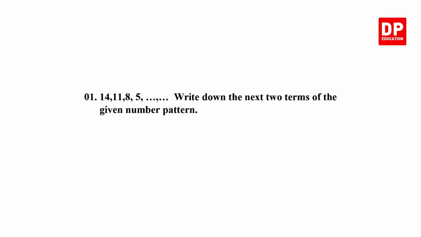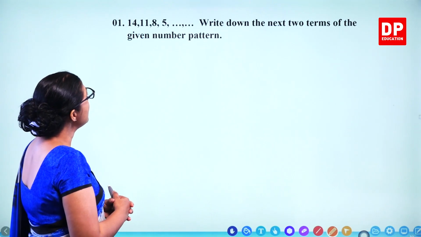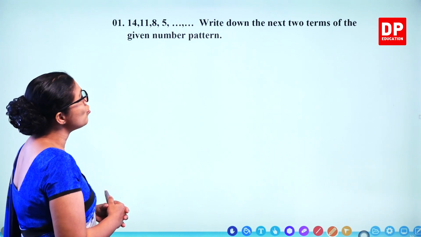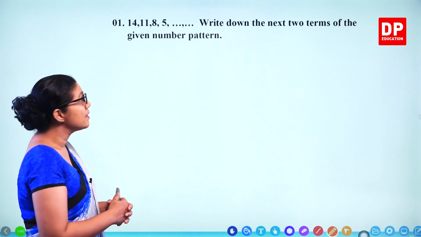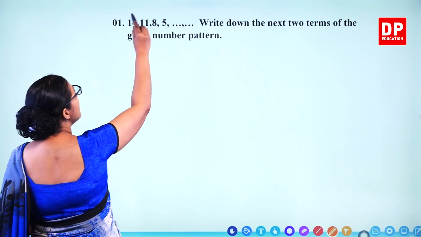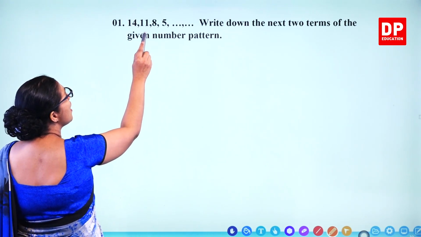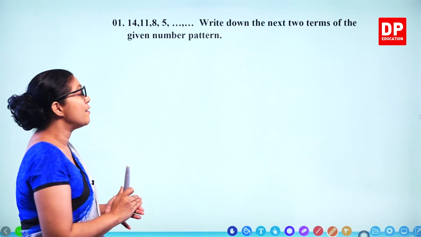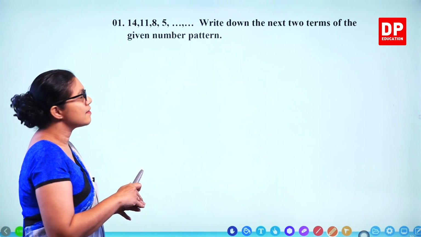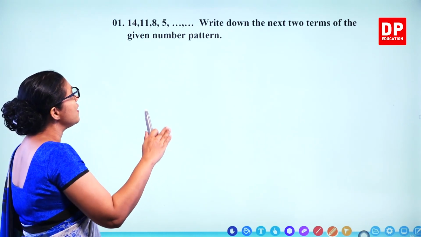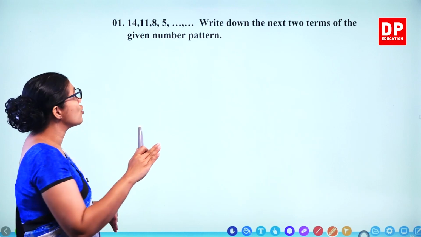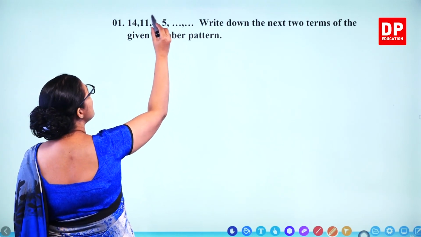Let's take question number 1: 14, 11, 8, 5. Write down the next 2 terms of the given number pattern. Look at it carefully. 14 becomes 11, subtracted 3. 11 becomes 8, subtracted 3. So that means this is an arithmetic progression. So you have to subtract 3.